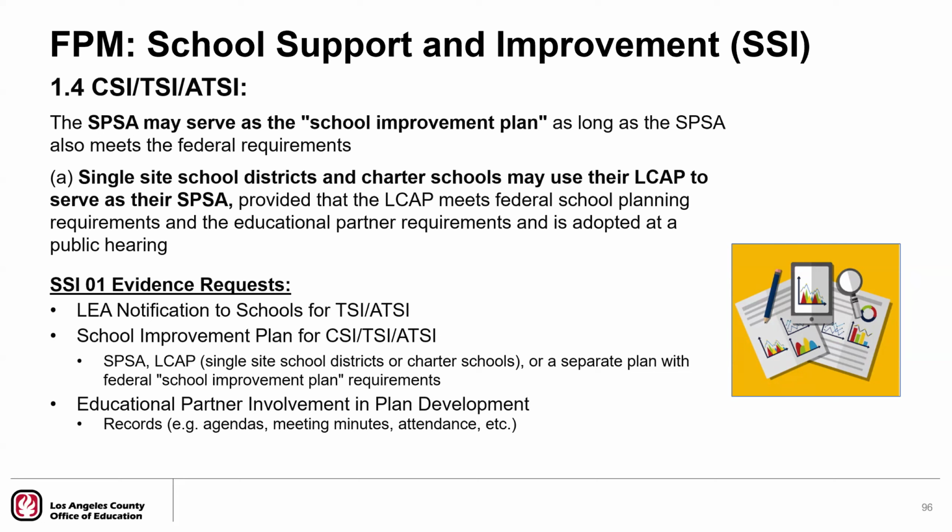Now, during an FPM review, the requested evidence of the school site activities are a copy of the LEA notification to schools for TSI and ATSI, and a copy of the school improvement plan for CSI, TSI, and ATSI, or the SIPSA. And then the last requested evidence is documentation showing the involvement of the educational partners in the development of the plan, such as records of agendas, meeting minutes, attendance sign-in sheets, etc.